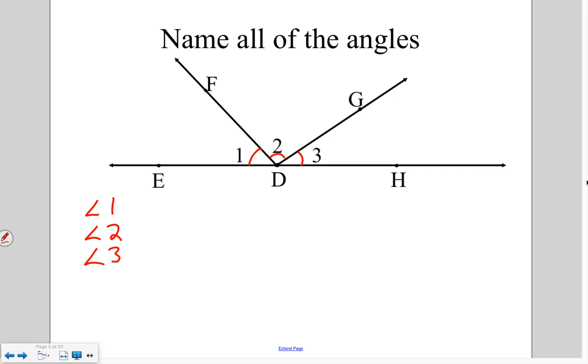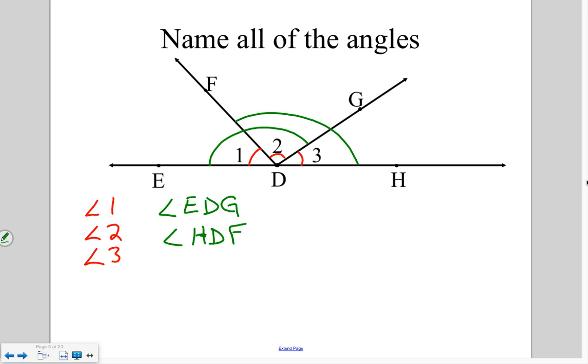I'm going to take one of these bigger angles that starts here and goes all the way to there. It takes ray DE and ray DG. Let's name that angle EDG. There's one. There's another big angle here, starting down here with DH and going all the way over to DF. Let's name that angle HDF.